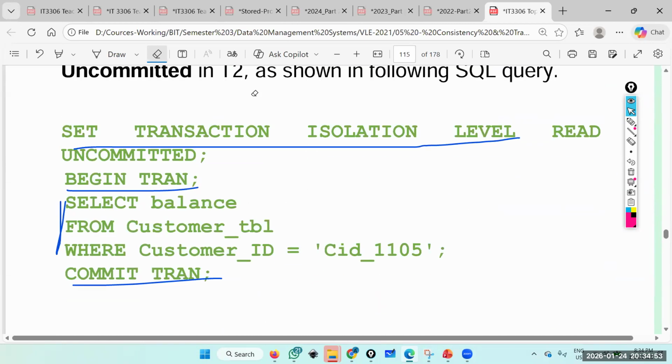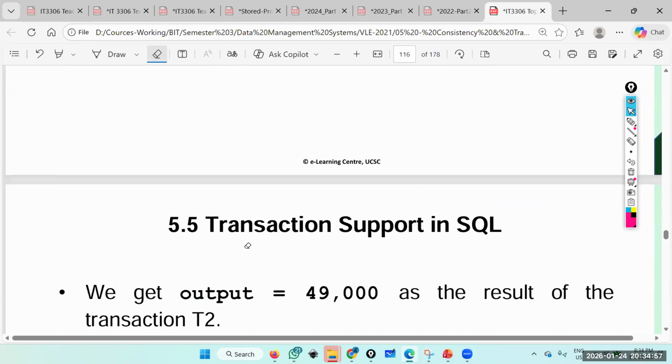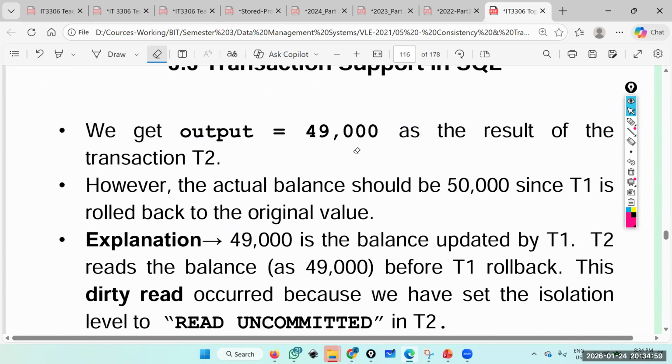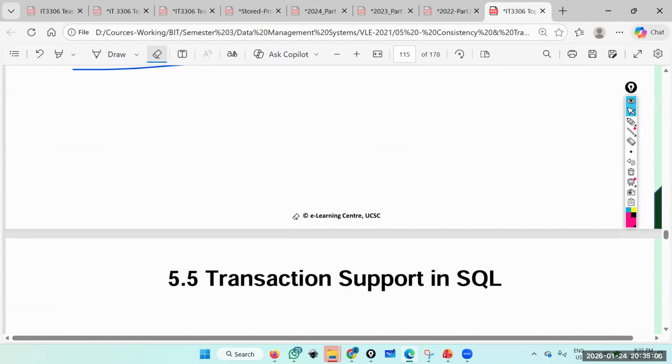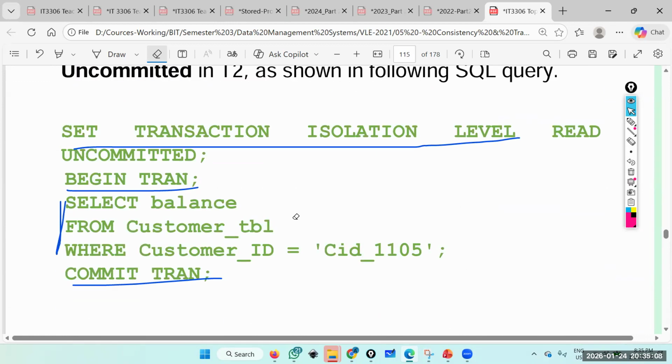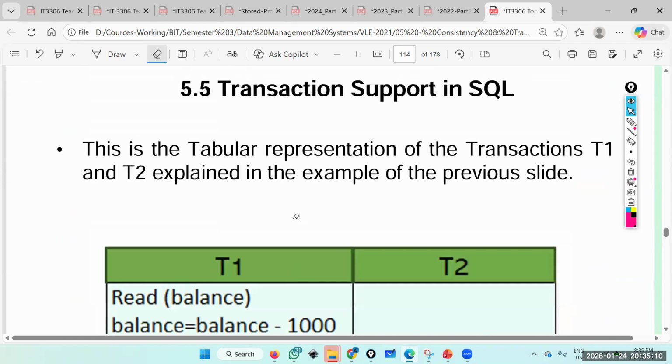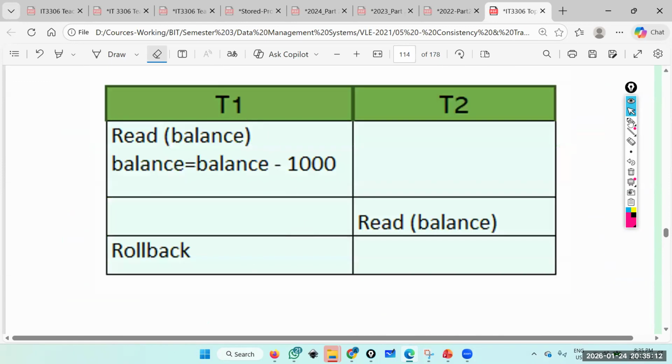Okay, so this is T2. It says we got the balance as 49,000. However, the actual balance should be 50,000 since T1 is rolled back to the original value. So you can see this is a dirty read. I think this is a practical example, right?